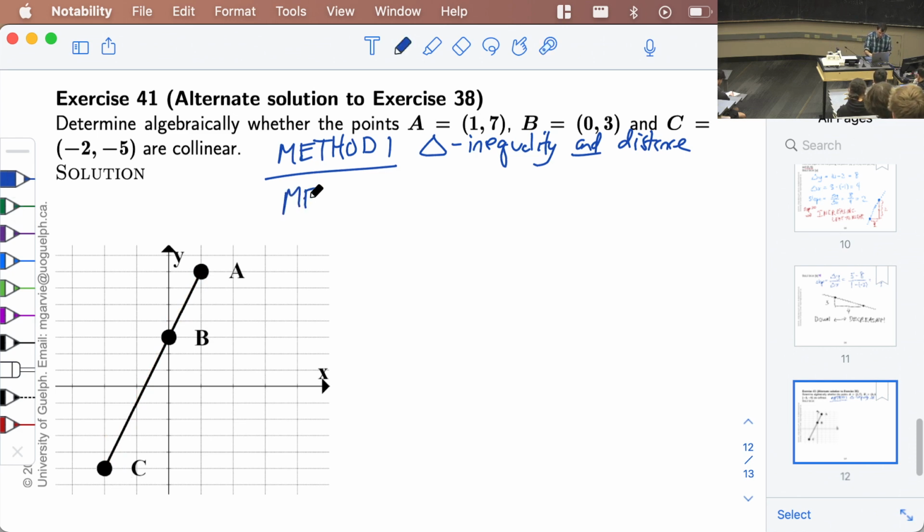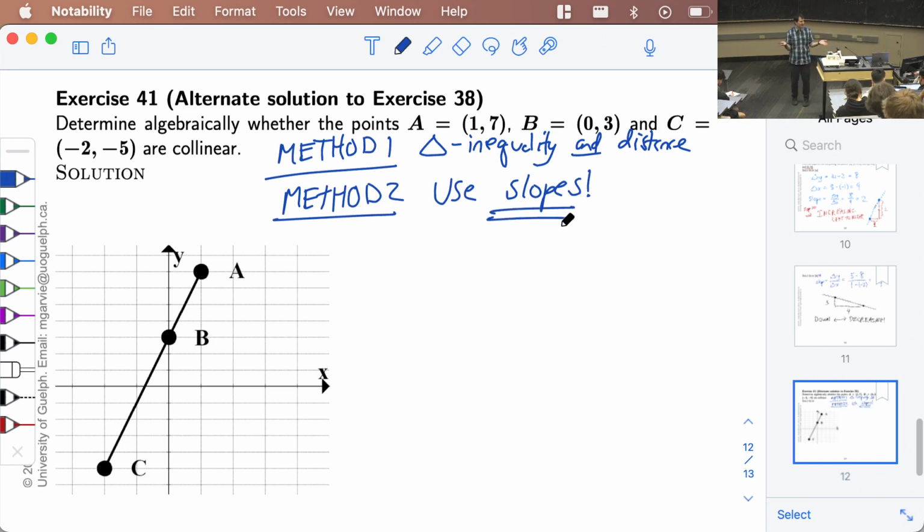Method number 2, use slopes. Okay, so we're going to do it somehow with slopes. What is the method going to be? I think this is a good one. I could just tell you what it is, but I think if you stare at this for a little bit and imagine where the slopes are in this problem, you can come up with what it is.